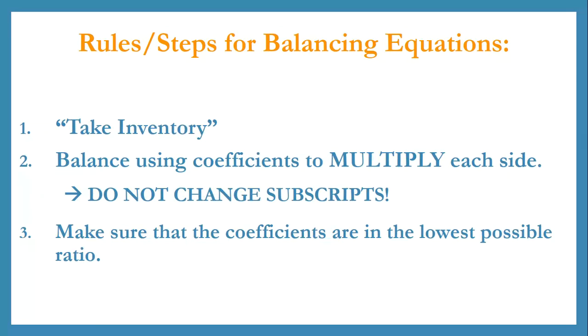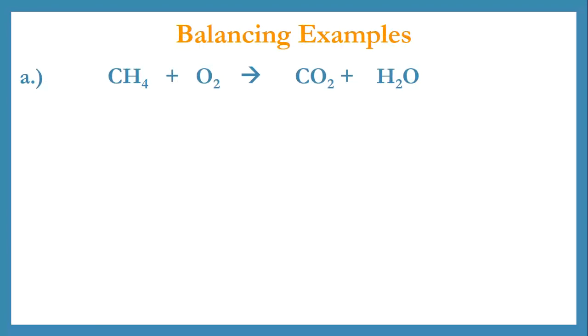Again, you should know how to balance things. Take inventory of both sides. You only move coefficients. You do not deal with the subscripts. So here, CH4 going to CO2, you can't be like, hey, if this was H2O2, this would be a lot easier. Can't do that. You have to balance the numbers in front.